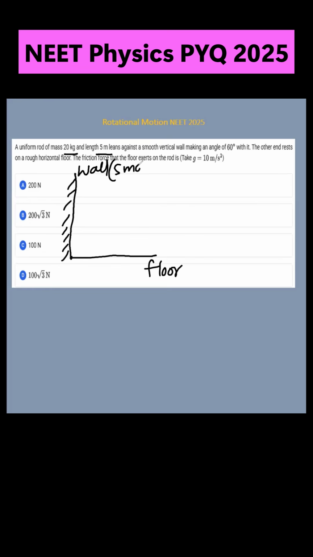So here we write that there is no friction for the wall. Here it is rough, so it will have friction. Now a ladder is leaning here. Now let us draw the free body diagram for it.